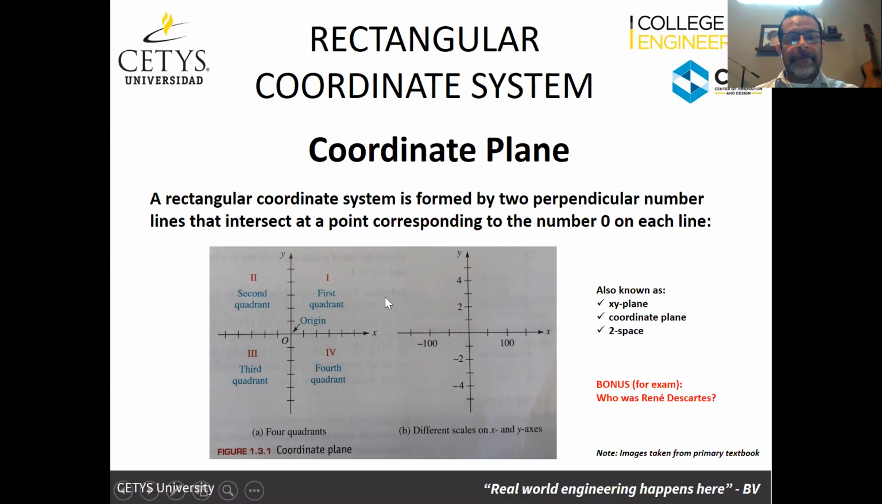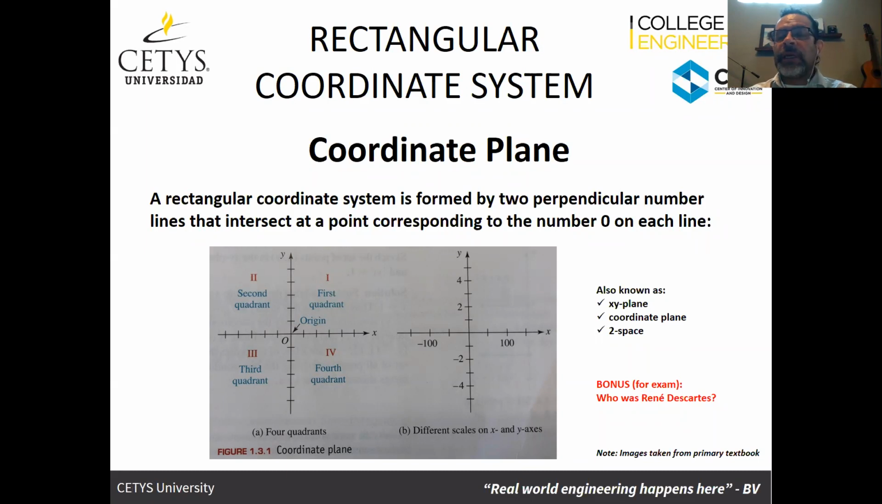Okay, and so in the coordinate plane, which is the one we have here, we've got 4 quadrants. We've got the X axis and the Y axis. We've got a point called the origin where both of them intersect. We've got positive numbers horizontally going to the right, negative numbers to the left, positive numbers going up and negative numbers going down. Depending on the quadrant, there is a series of coordinates that we can place there, and the signs of these coordinates. This is also known as the XY plane, the coordinate plane, or the two-dimensional space.